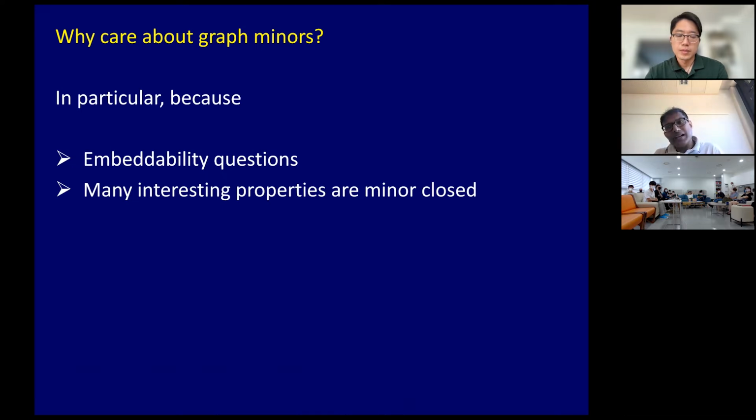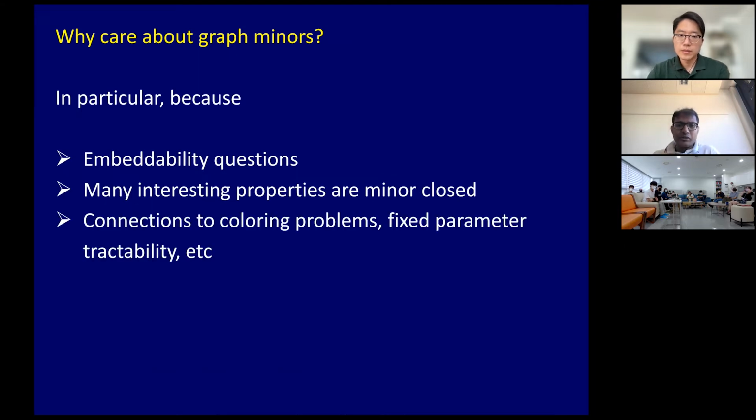And interestingly enough, it happens that a lot of interesting graph properties exhibit this behavior, that they are minor closed. And finally, thanks to connections to a bunch of coloring problems and notions of bounded tree width, the entire area of fixed parameter tractability, etc., graph minors are indeed an important notion, and they are here to stay.